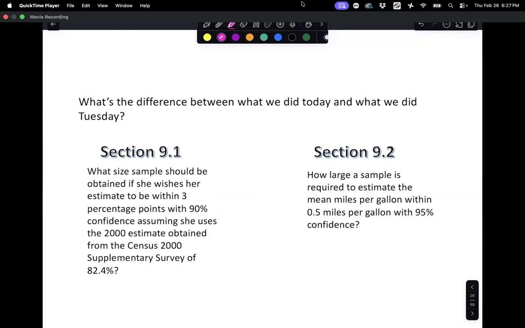For finding the sample size, an important thing you're going to get is something like within 3 percentage points. It talks about how many percentage points you want to be within. For today, it's going to say something like estimate within this many miles per gallon. It will say mean. You're estimating the mean, but it's going to have your units there and it's not going to be a percent. So that's the difference between Tuesday and today. In my brain, it was yesterday.